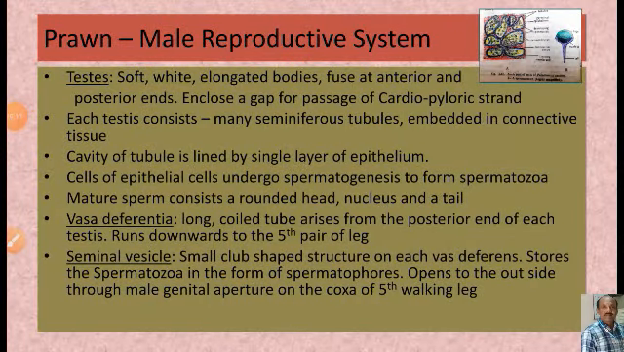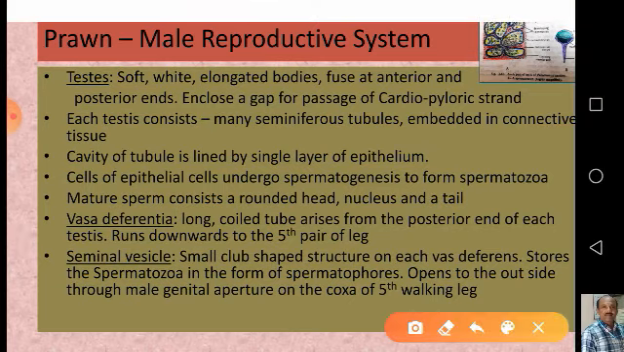Now coming back to the prawn male reproductive system, which is clearly seen completely. Let us have a look once again, and then go to the next part. The testis, as I said, consists of very soft, white and elongated bodies fused at the anterior and posterior ends, leaving a gap for the passage of the cardiopyloric strand. Each testis consists of many seminiferous tubules embedded in connective tissue. The cavity of the tubule is lined by a single layer of epithelium.